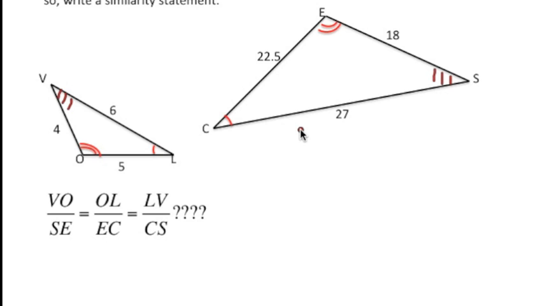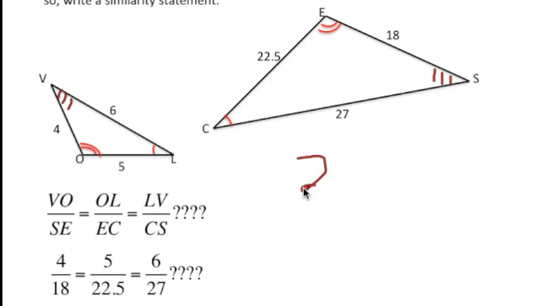So, taking the information directly from that, I'd plug in the values, and I have 4 over 18 equals 5 over 22 and a half equals 6 over 27. And again, I'm asking, is that true? Do I have the same ratio for all three corresponding sides? Well, if I was to reduce each one of these values, what I would get is a scale factor of 2/9.